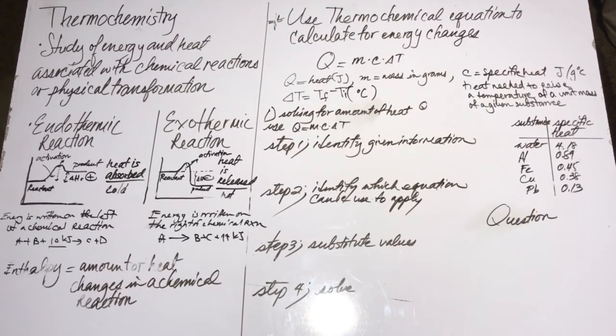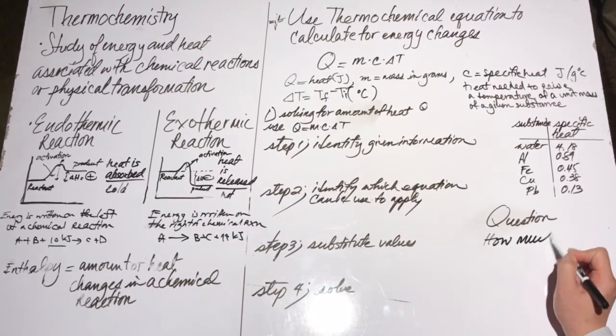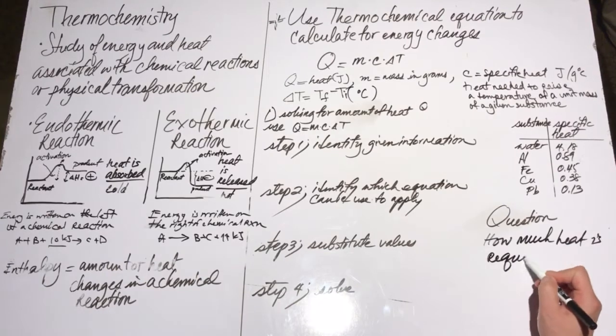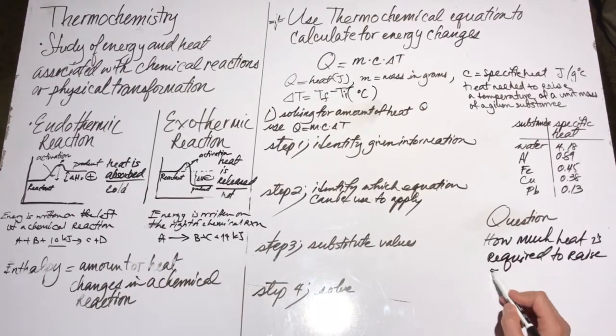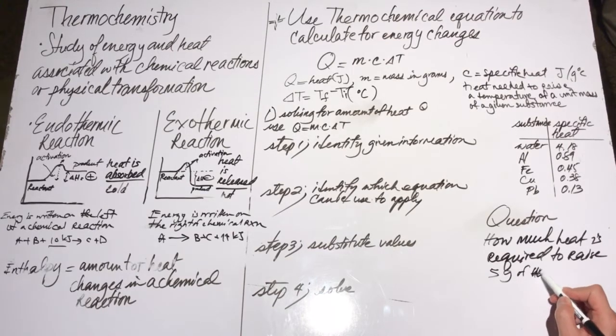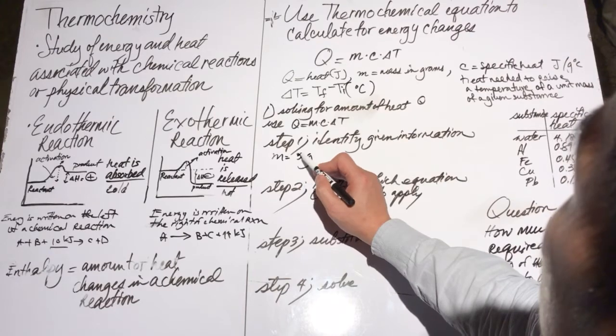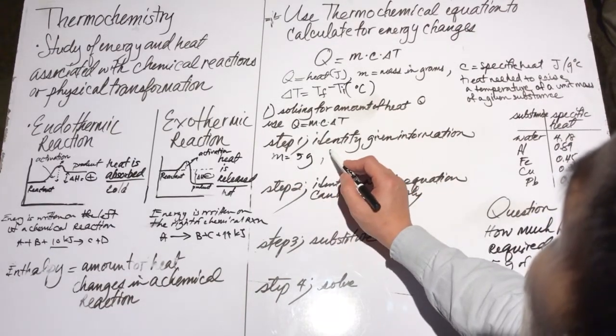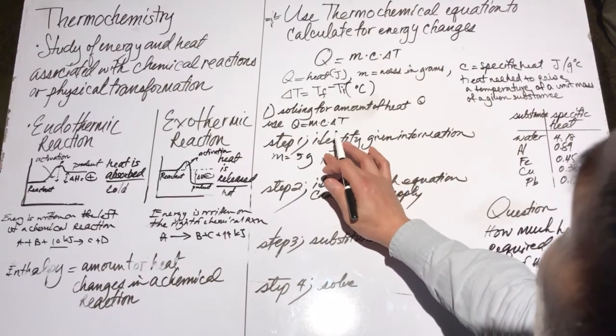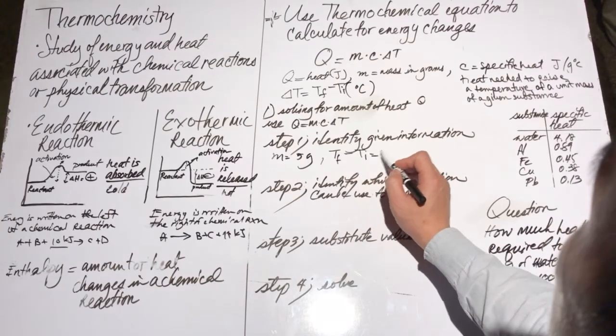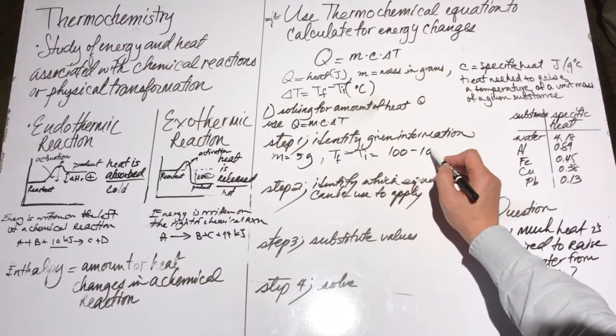So I'm just going to make up a question. How much heat is required to heat 5 grams of water from 10 degrees Celsius to 100 degrees Celsius. So the first step, identify given information. From this one, we have mass equal to 5 grams, and the change of temperature. T final minus T initial is 100 minus 10, that's 90 Celsius.